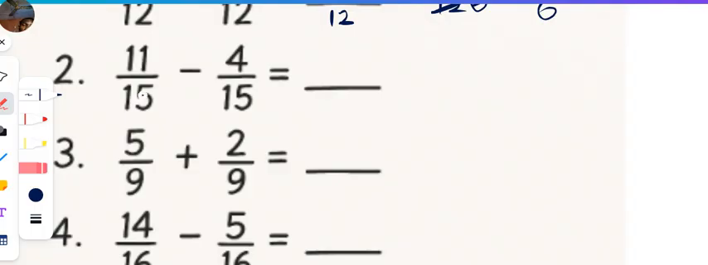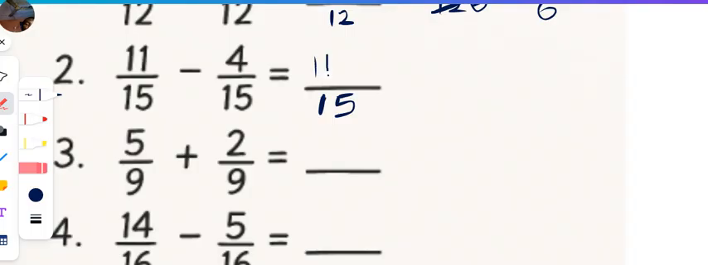The denominators here are 15 and 15, so they are the same. So I'll just pick one of the denominators. This is 15. I'll write it here. And the numerators, I'll just subtract them because there's a subtraction sign.